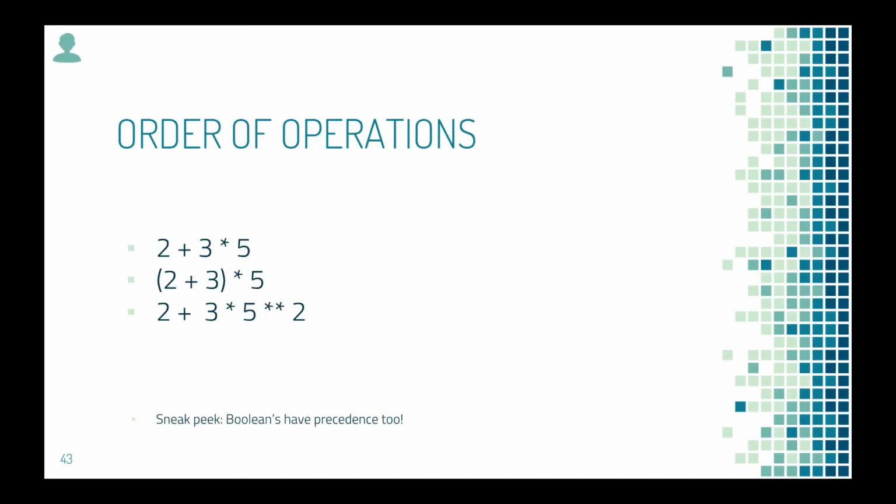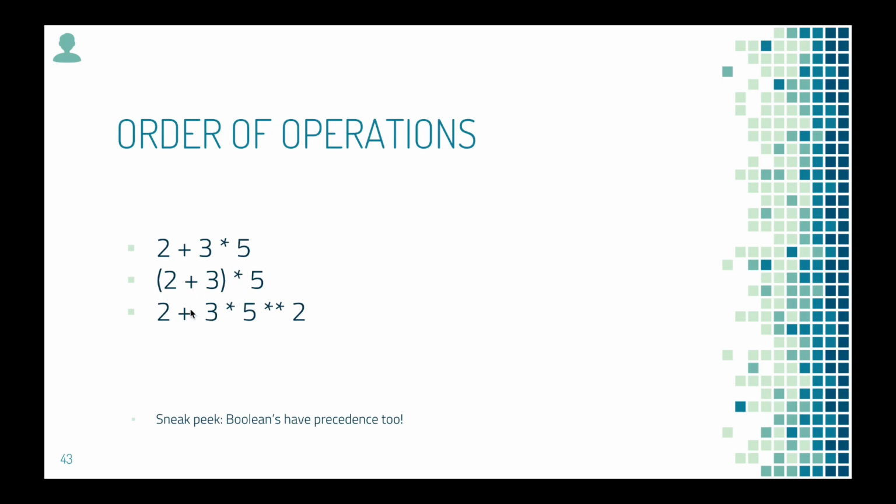So for instance, in this first line, 2 plus 3 times 5, Python is going to look at it and go, okay, the first thing I want to do is this multiplication, so it's going to do 3 times 5, and then it's going to see there's an addition here, so I'm going to do 2 plus whatever 3 times 5 was, which is 15, so you get the answer of 17. In this next line, we have 2 plus 3 inside parentheses, so that's the first thing Python's going to do. It's going to add 2 plus 3, which is 5, and then multiply it by 5. So we get 5 times 5 equals 25.